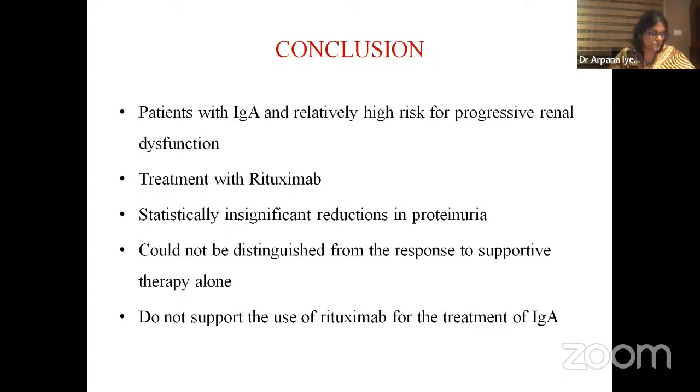Statistically insignificant reductions in proteinuria were there, and they could not be distinguished from the response to the supportive therapy alone. So the final concluding point mentioned in the article was that the study doesn't support the use of rituximab for the treatment of IgA in the said population, which is proteinuria greater than 1 gram and eGFR between 30 to 90.